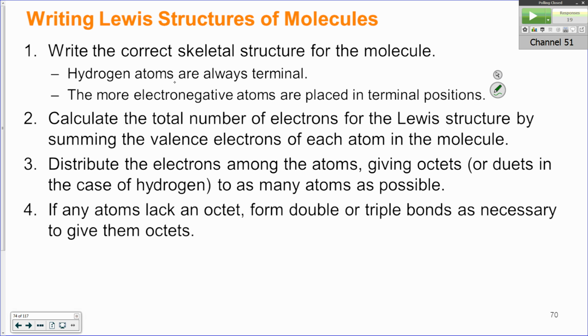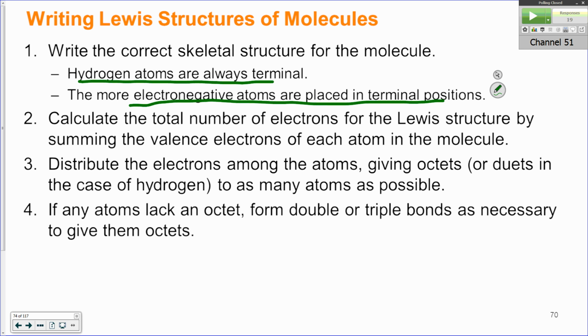But hydrogens are always terminal. Okay, so that's one thing we have. The more electronegative atoms are always going to be placed in terminal positions. So the least electronegative is going to go towards the center.